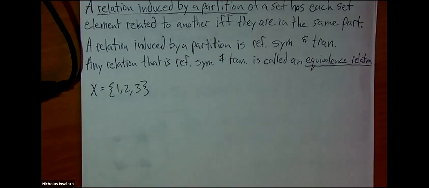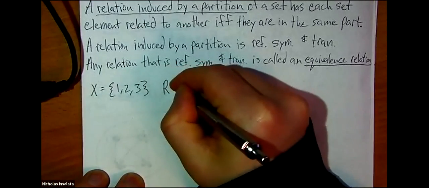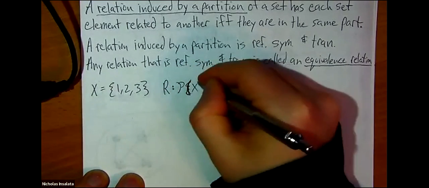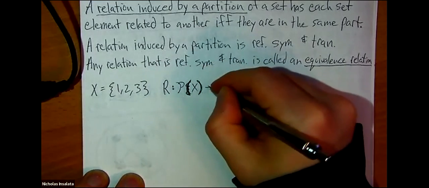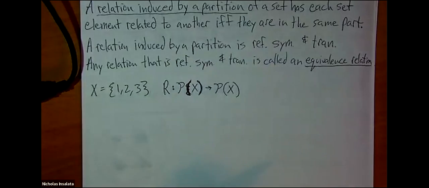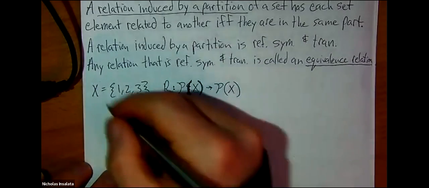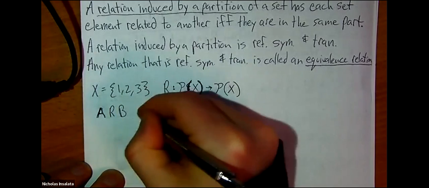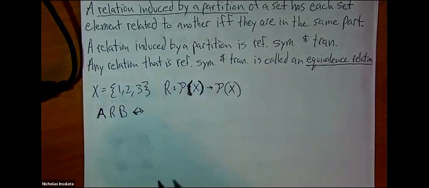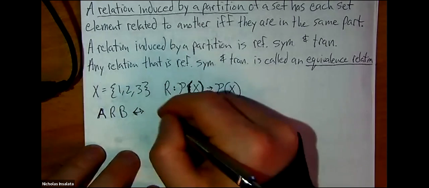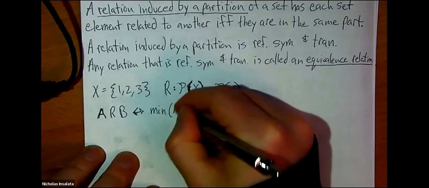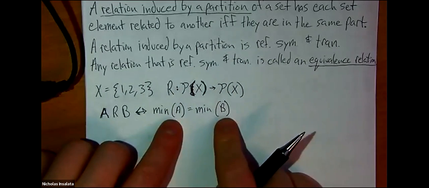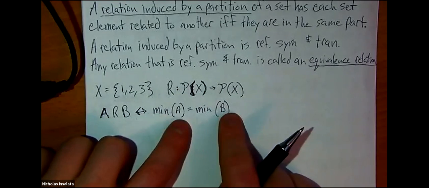Okay, so what I'm going to do is think about a relation on the power set of X, with parentheses around the power set, from the power set of X to the power set of X. My relation will say capital A relates to B, because we're doing sets here, if and only if the least element of A equals the least element of B. So the minimum of A equals the minimum of B. That doesn't mean that A equals B. It's saying that the minimum of A equals the minimum of B.